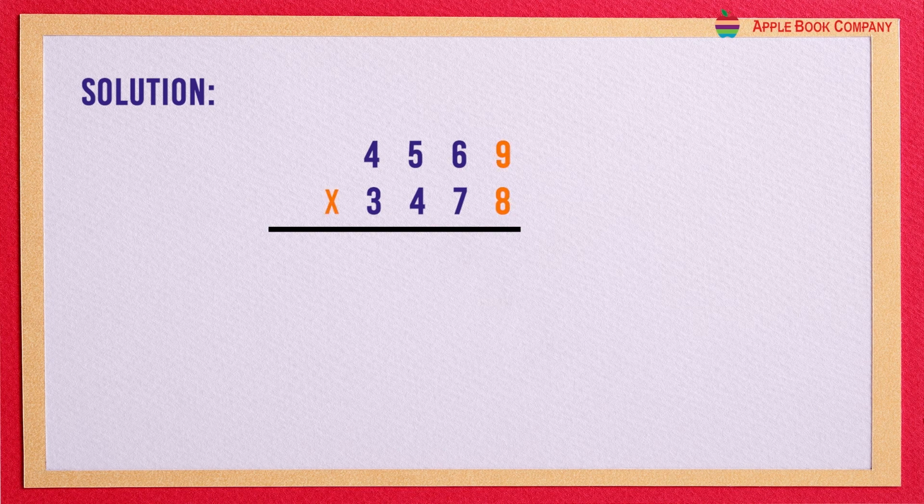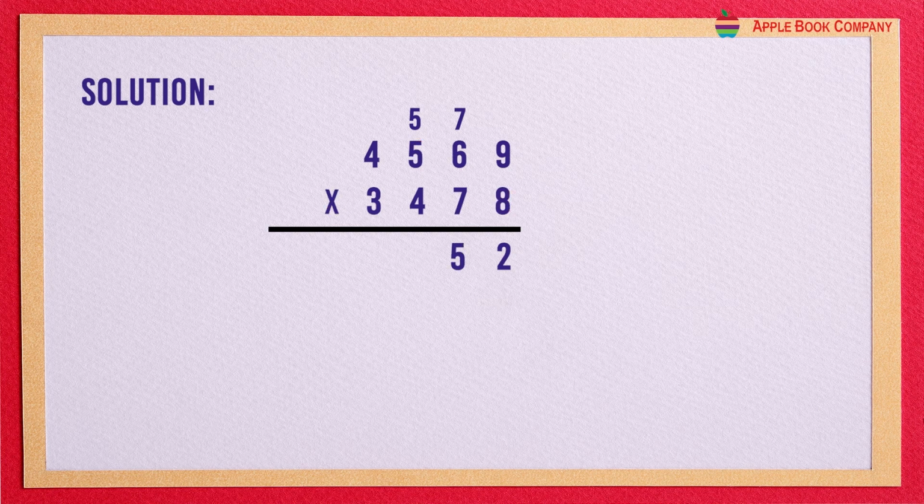So 8 9s are 72. So 7 you will write on the top and 2 here at the bottom in the ones place. Now 8 6s are 48. So to that 48 add 7. So it becomes 55. So write 5 here and put 5 on the 5.